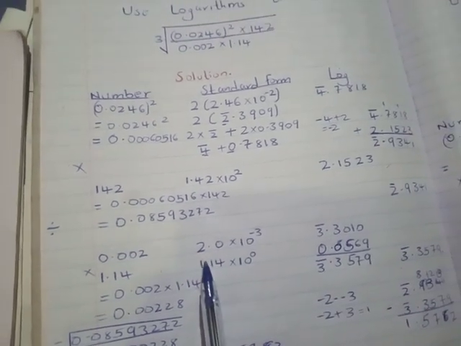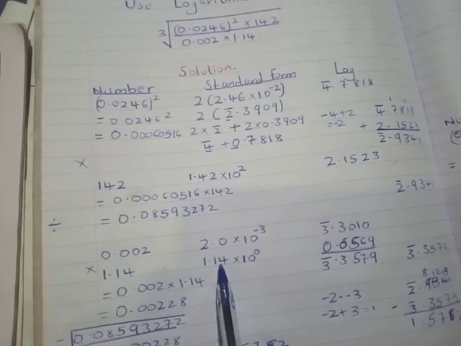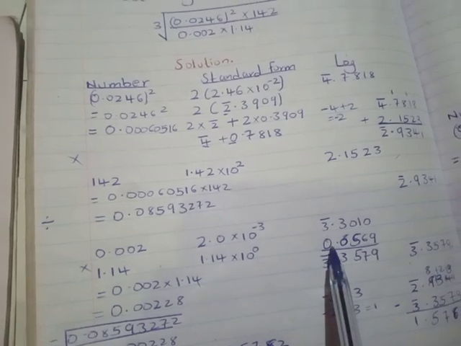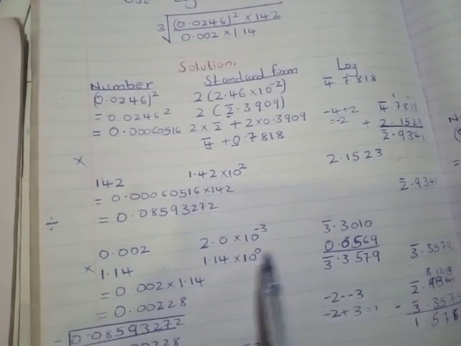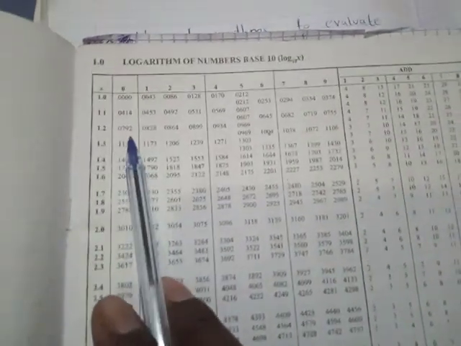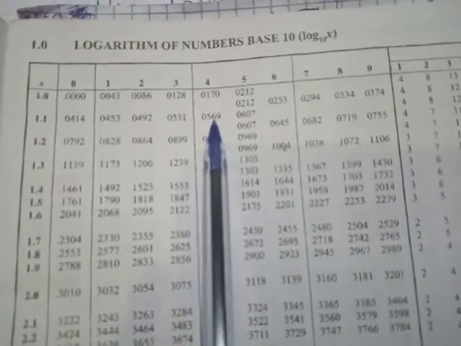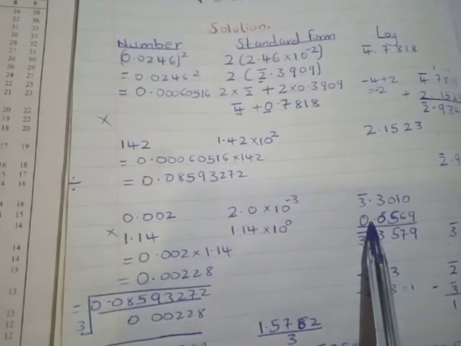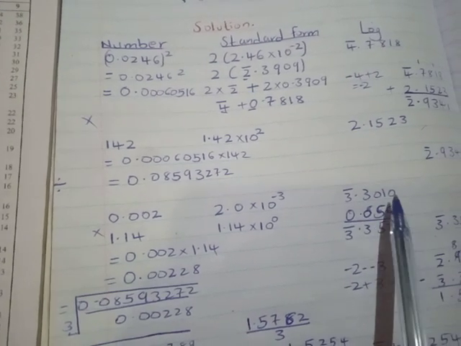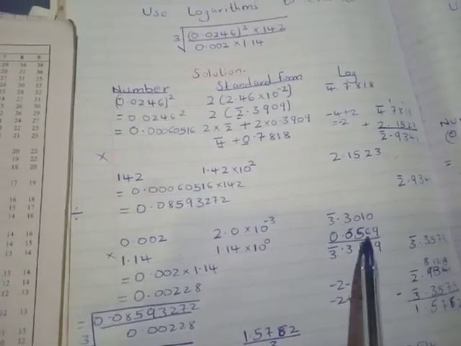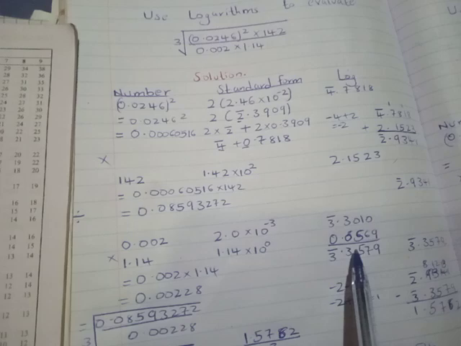Then we had 1.14. In standard form, it's going to be 1.14 times 10 power 0. So that will be 0 point, because we know that log of 1.14, 1.1 is 0.0569. So when you add the two, because it was multiplication, remember it was multiplication right there, it's going to give us 0.3579, then bar 3.